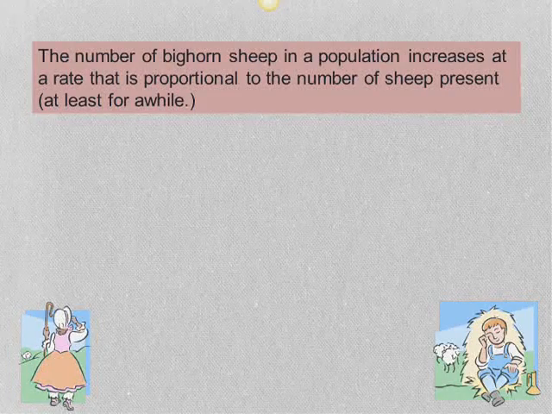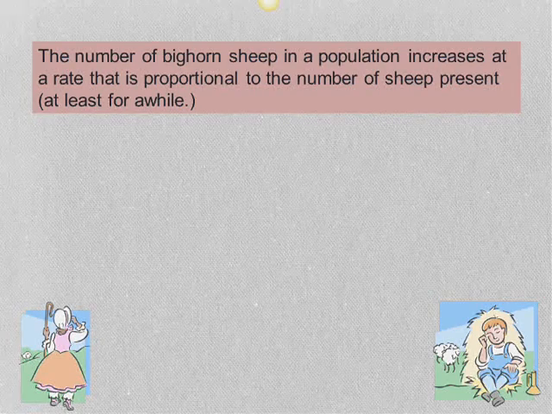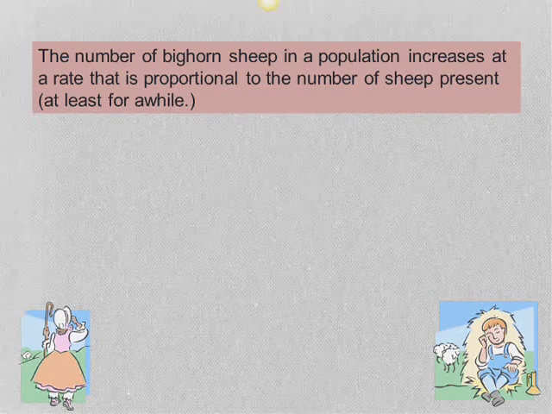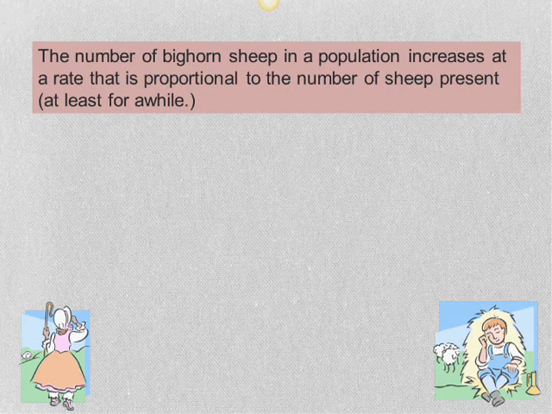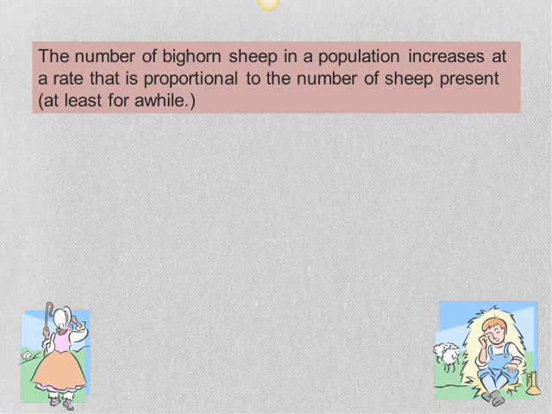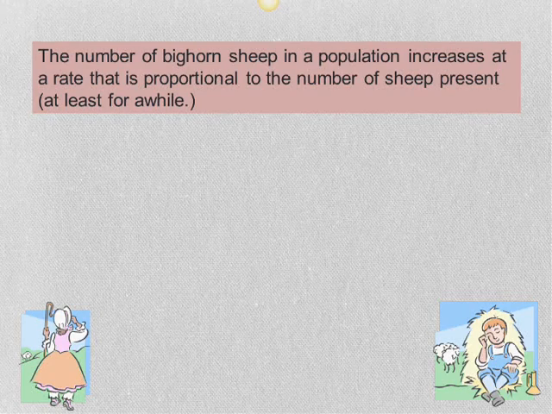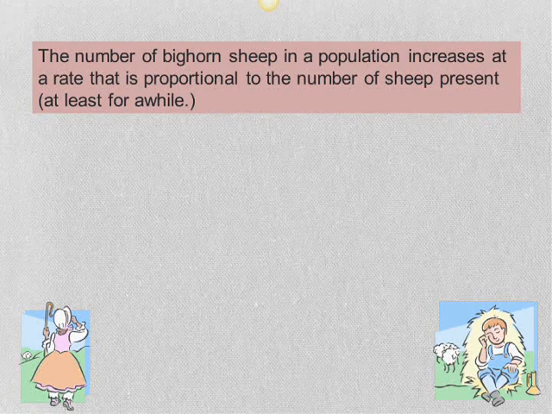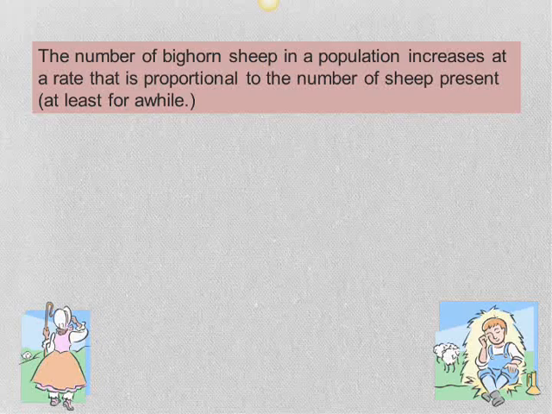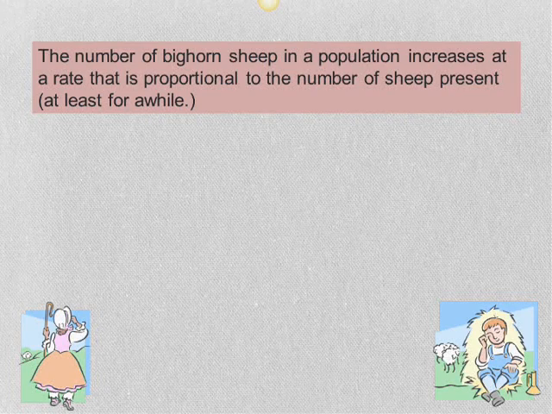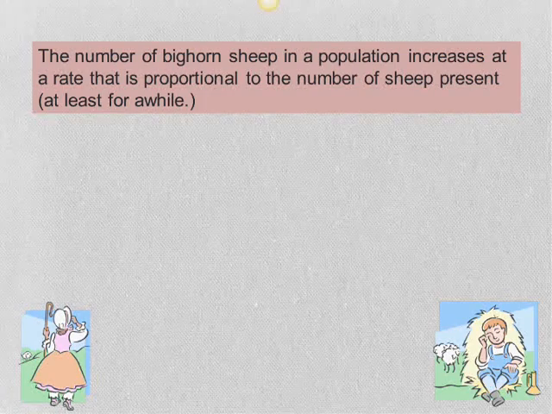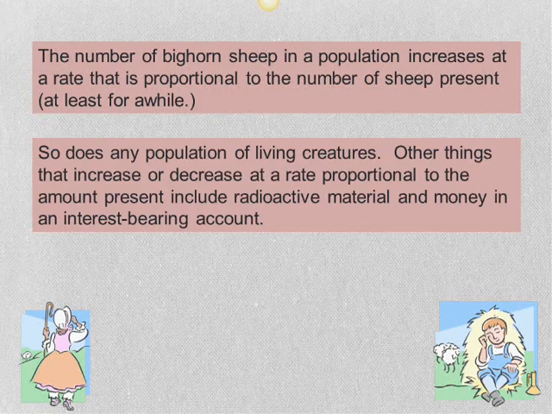Alright, so let's talk about some applications. The number of bighorn sheep in a population increases at a rate that is proportional to the number of sheep present, at least for a while. That should make sense. That is the truth with any population situation. The number that we have increases at a rate that is proportional to the number that are already there. So my next point here says, so does any population of living creatures.